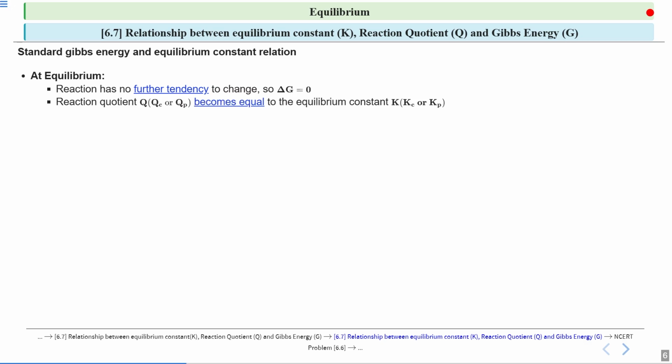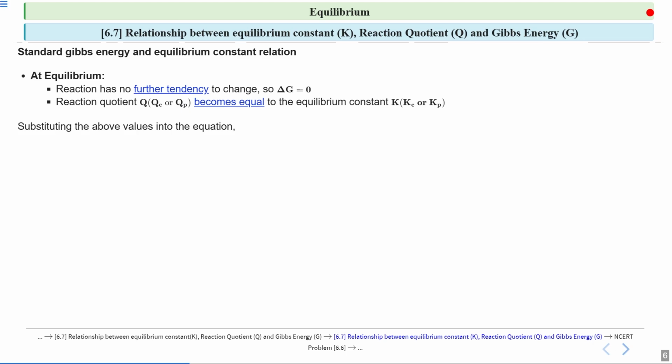If it is clear, then what will happen to the Q and K? Q will be converted to K. If you are considering concentration, your QC will be converted to KC. If you are considering partial pressure, your QP will be converted to KP. So depending upon the case that is given, you can change your QC to KC and QP to KP.